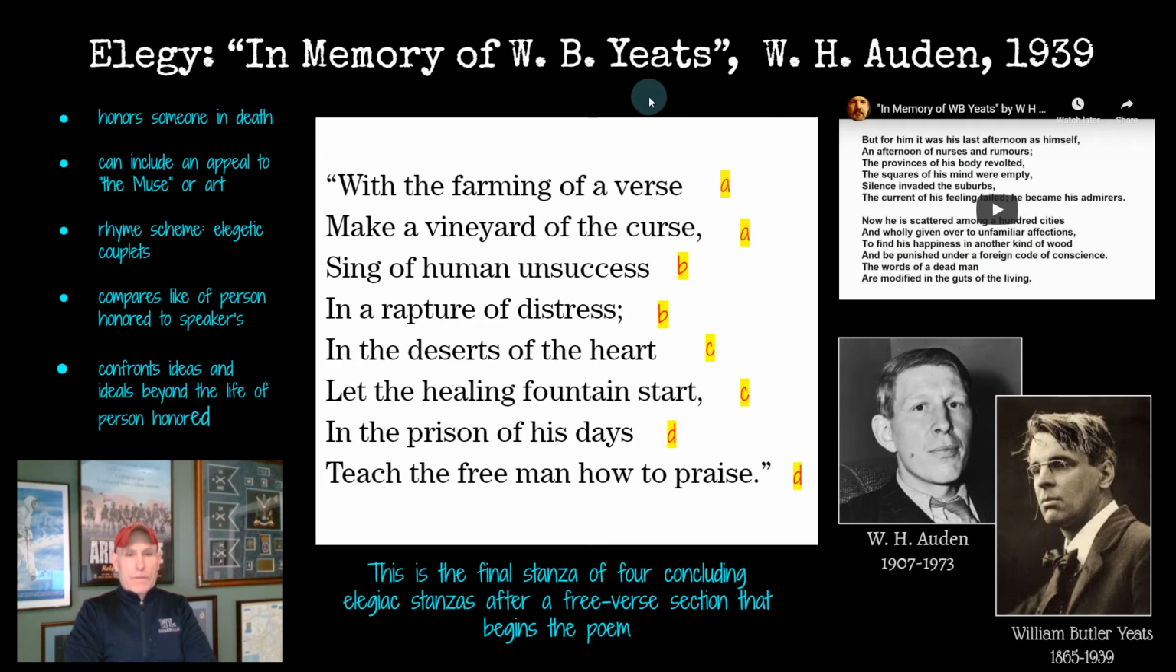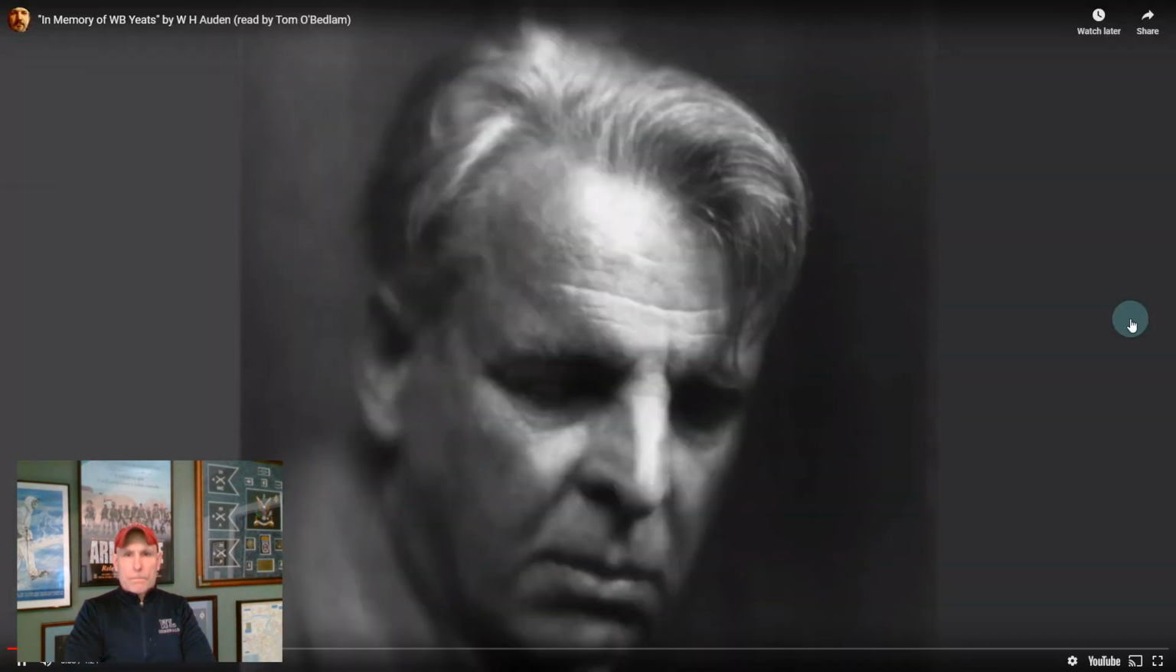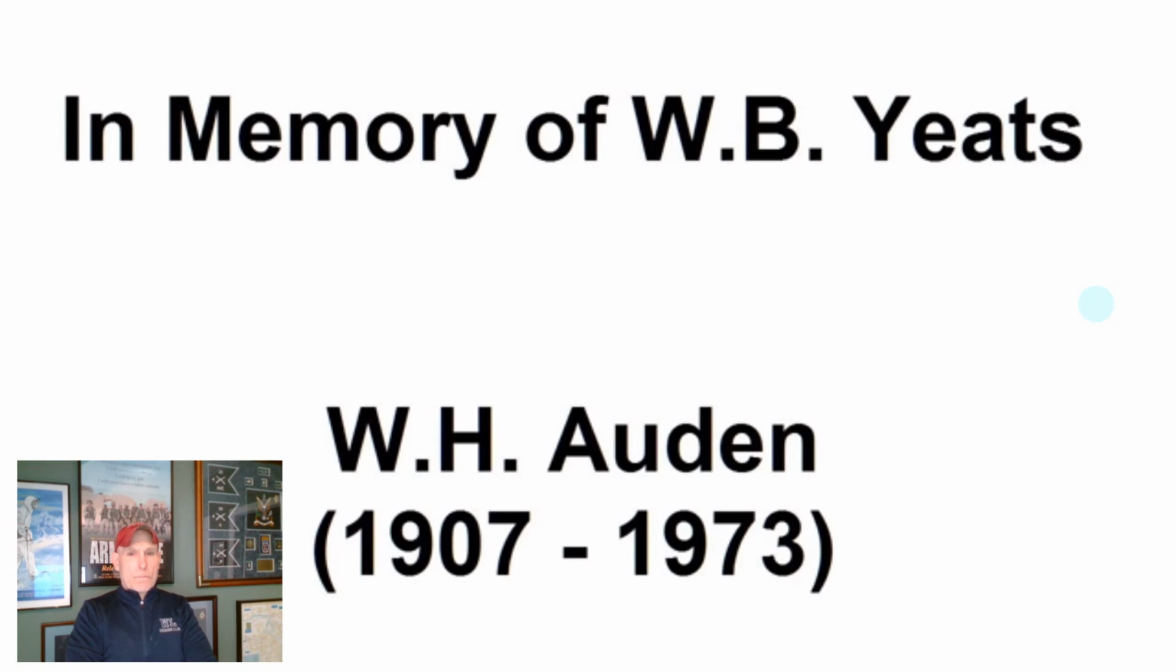You'll hear in this that the final stanza has the formal rhyme scheme, the A, B, B, C, C, the elegiac couplets, but most of this, the beginning of this poem, is not rhymed. This makes it quite interesting. And so here is W.H. Auden's elegy of William Butler Yeats, In Memory of W.B. Yeats, 1939. In Memory of W.B. Yeats by W.H. Auden.